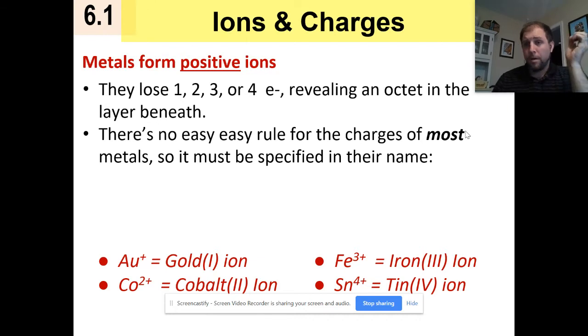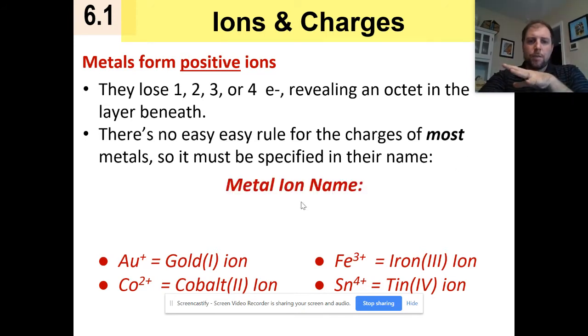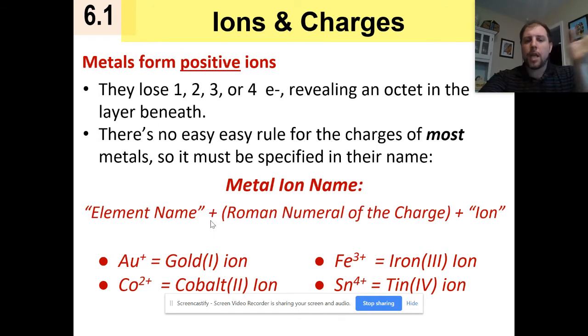All right. Most metals will form many different charges. And so we have to specify in the name what the charge of that ion is. And we do it very simply. We just give the name of the metal element, then a Roman numeral indicating the charge, and then the word ion. So Au+, we'd call that a gold 1 ion. That is a gold with a 1+ charge. Co2+, that's a cobalt with a 2+ charge. We'd call that a cobalt 2 ion. That's it. That's the name.